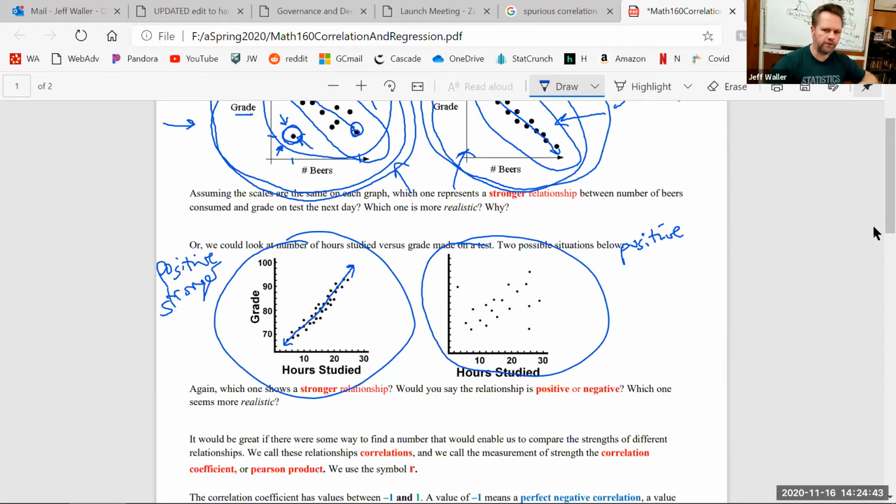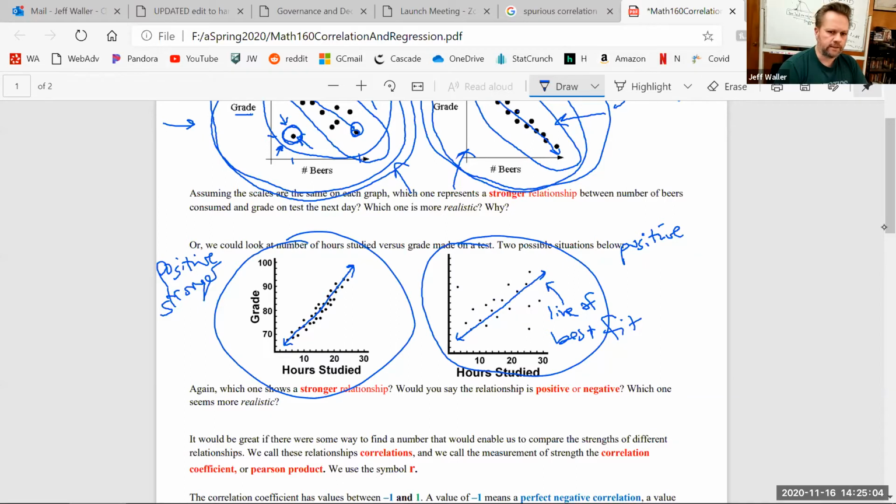So the further they are away from the line, in fact, let's give this a name. This is the line of best fit. Isn't that what that line does? It best fits the data.